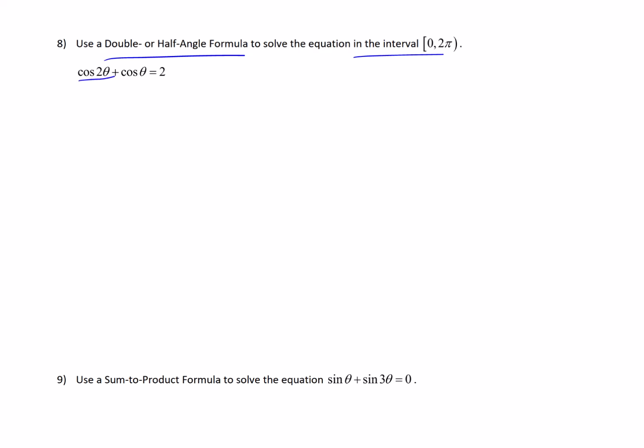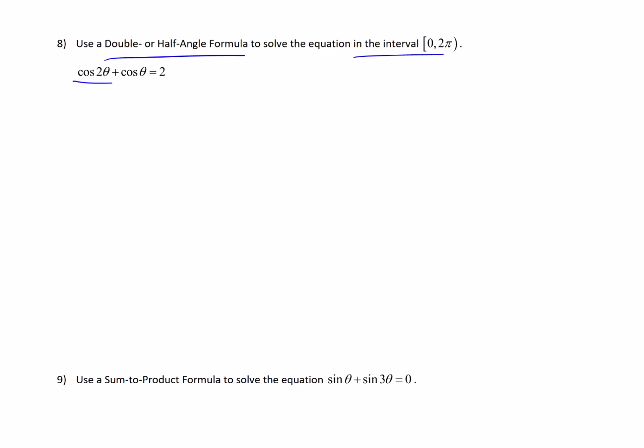Can I turn a cosine 2 theta into a cosine squared? The answer is yes. And actually, we also would like to have only one type of trig function. So if I can keep a cosine squared but not a sine squared, that's probably ideal. Well, it turns out we have an identity for that.